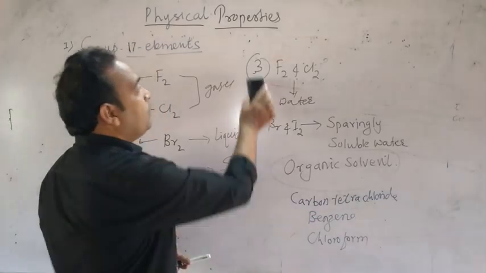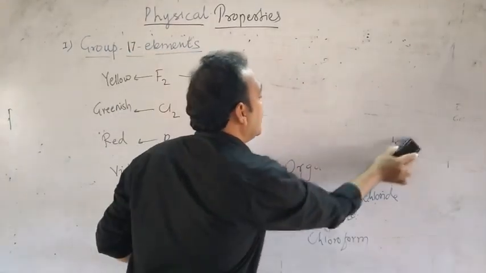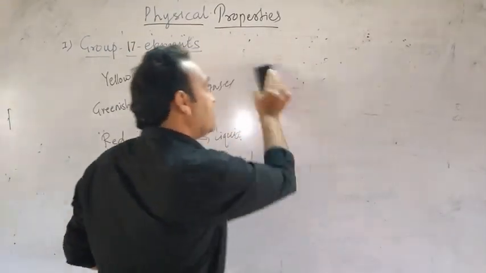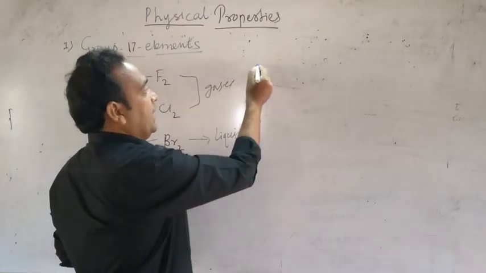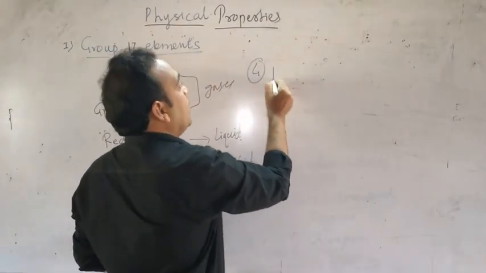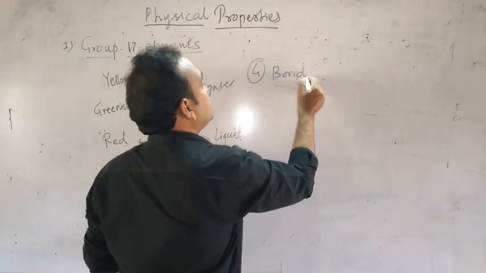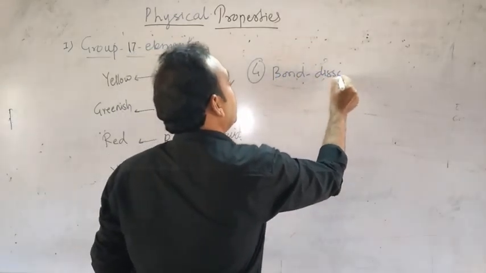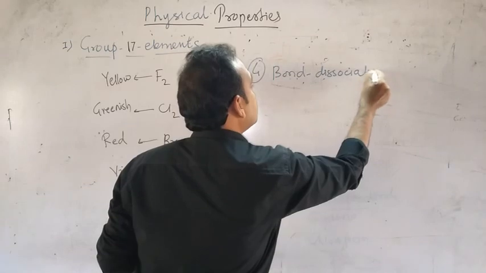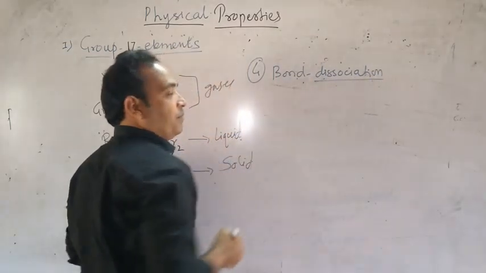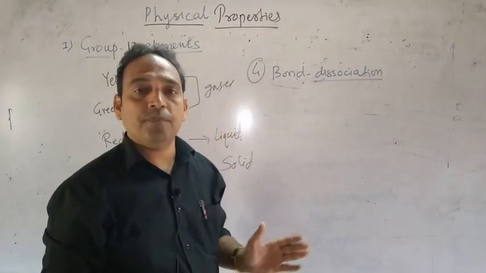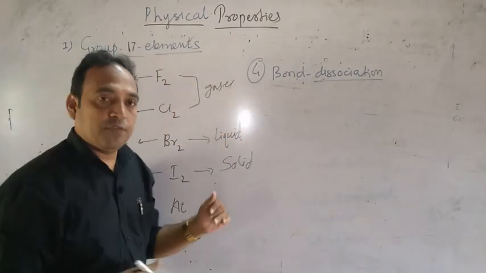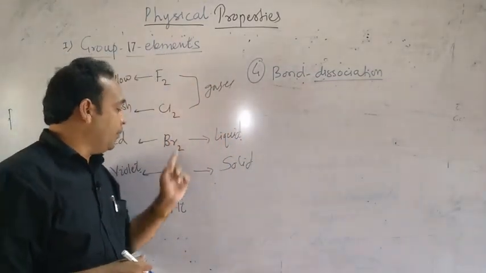Now the most important physical property of group 17 elements is bond dissociation energy. Most important part, bond dissociation energy. It is the energy required to dissociate, meaning to break, the bond. Now we are studying the halogen family: fluorine, chlorine, bromine, iodine.